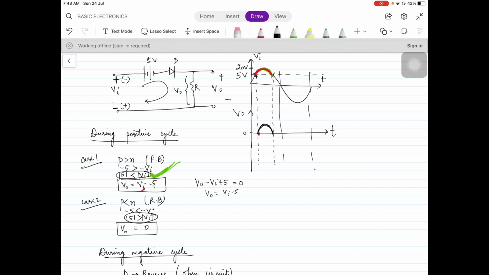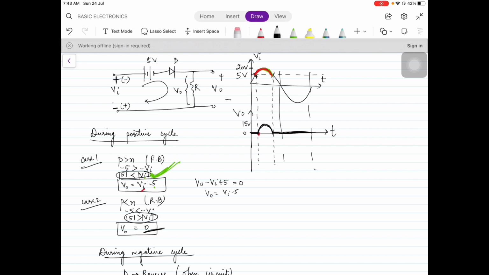शुरुआत 0 से हुई, गया 15 तक। बाकी के पोर्शन में आंसर इज 0, as you can see in the calculation. So answer is 0. Negative cycle में answer is again 0. So this is how we draw the waveform.